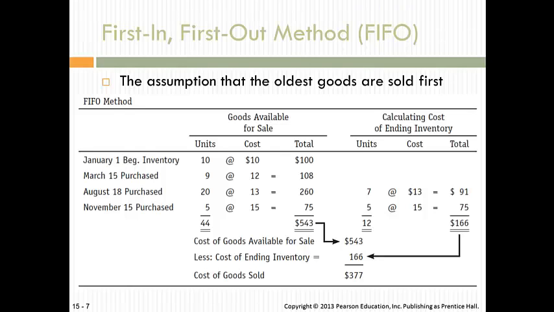This makes the value of our ending inventory of 12 rakes $166. If we subtract that from cost of goods available for sale, we get a cost of goods sold of $377.